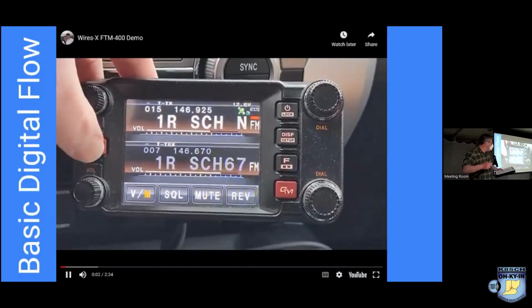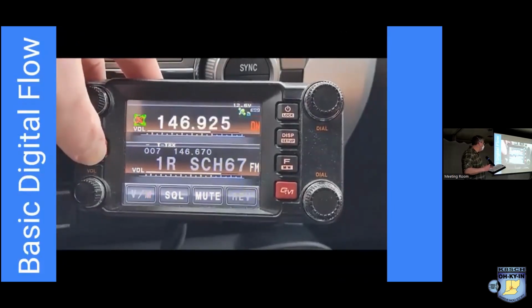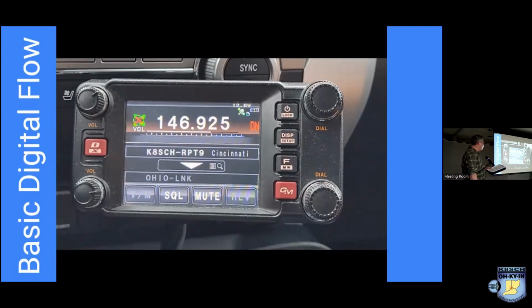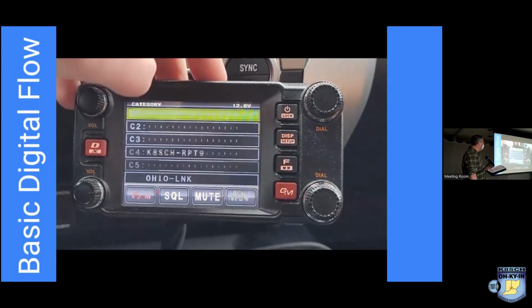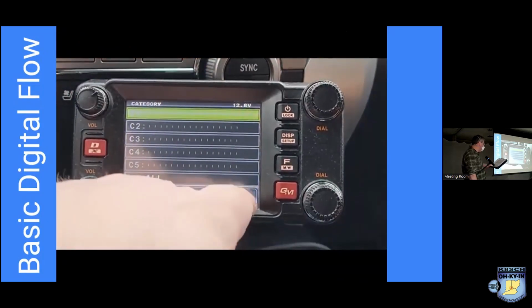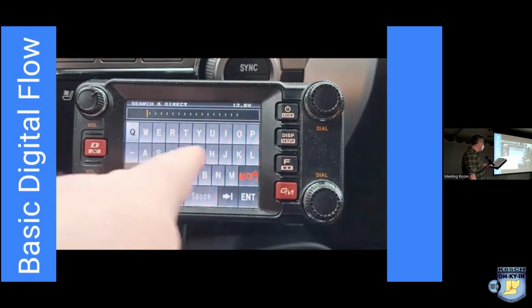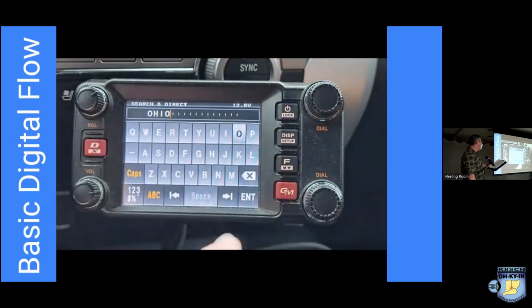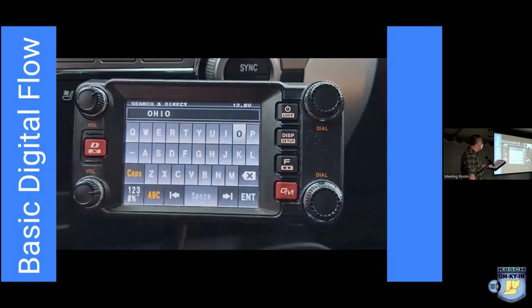Okay, so I'm going to be on the 925 repeater here. It's on my top section. You saw I held down that button that initiated the Wires X session. Heard it do the little beeps. Now I'm using the touchscreen here. I'm going to go do a search. I'm going to search for a room that has the word Ohio in the name of it. This is my FTM 400 in my truck, which has the touchscreen.